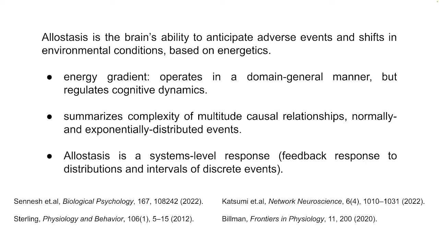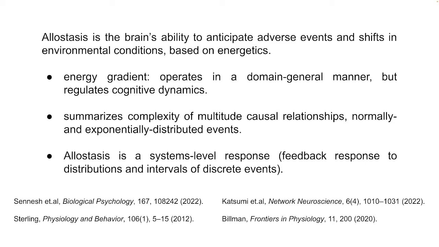Now we'll talk about the allostasis part of allostasis machines. So allostasis is the brain's ability to anticipate adverse events and shifts in environmental conditions based on energetics. So this is a theory that's been cited in a number of papers from Sinesh, Katsumi et al., Sterling, and Billman. And so this is an emerging area of neuroscience where they're looking at the energetics of the brain, this generalized response. It underlies the cognition.